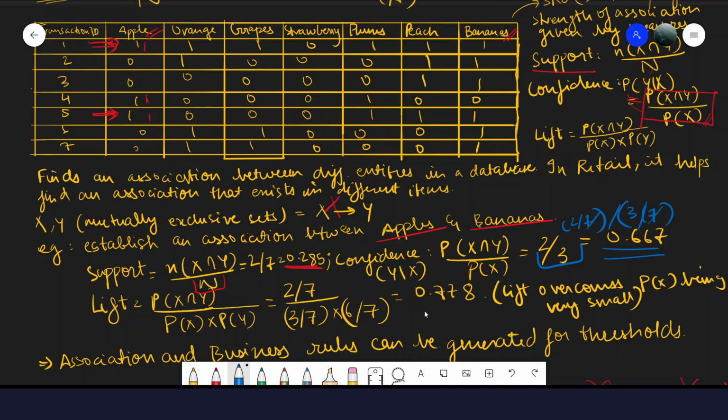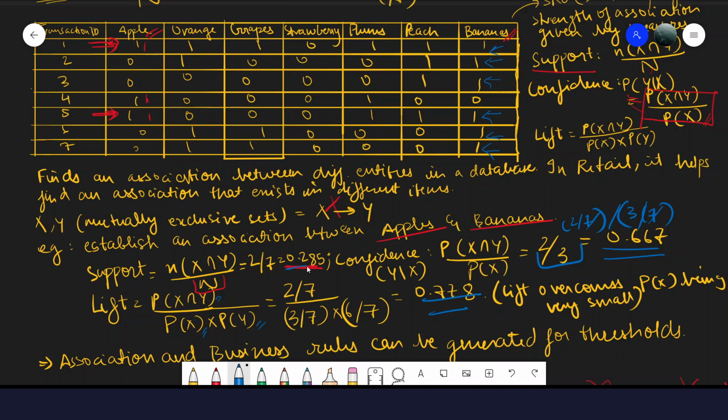And the lift here is P of x and y, given P of x into P of y. Similarly, using the same methodology that I used for confidence, I calculate all these values. I get 2 by 7, 3 by 7, 6 by 7. P of y is the places where I have bought bananas, the probability that I will buy a banana. So that's 1, 2, 3, 4, 5, 6. So I get the value of lift as 0.778.